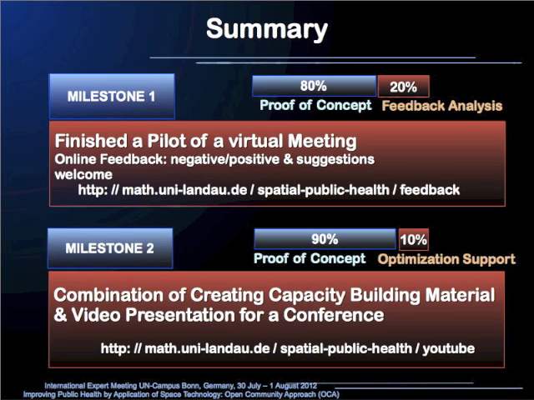The first milestone was accomplished, finishing the pilot of a virtual meeting with local face-to-face meeting points. The proof of concept was finished to 80%, and 20% is necessary for the feedback analysis and the provision of the results on the homepage, so that the upcoming meetings can use this information for improving this type of virtual low-cost meeting. The second milestone is the combination of creating capacity building material with video presentations for a conference. This was also a proof of concept, which was 90% accomplished, and there's still 10% for optimization, especially for the support of the users for creating this video material.